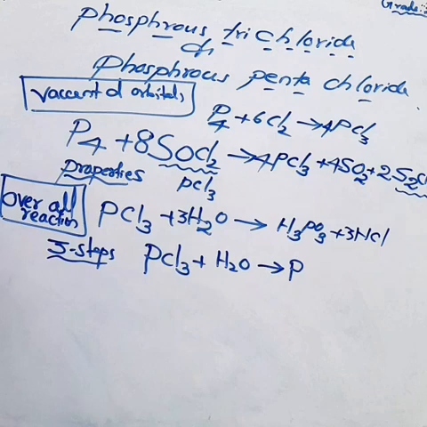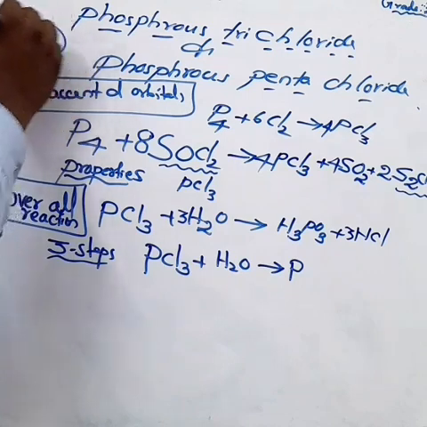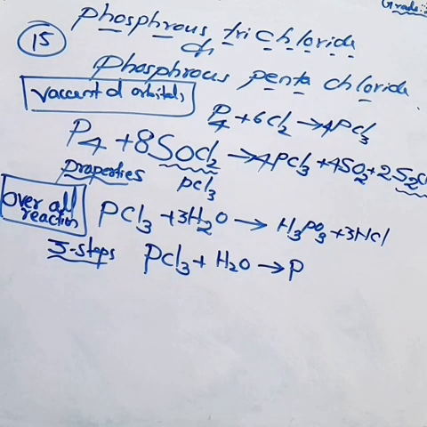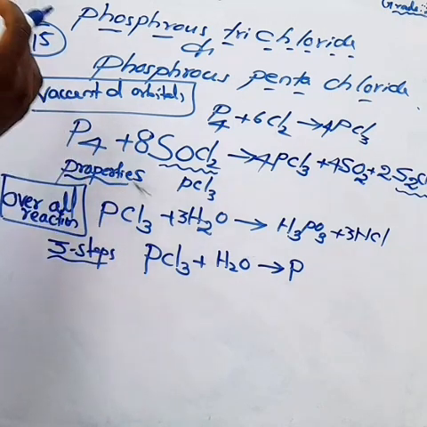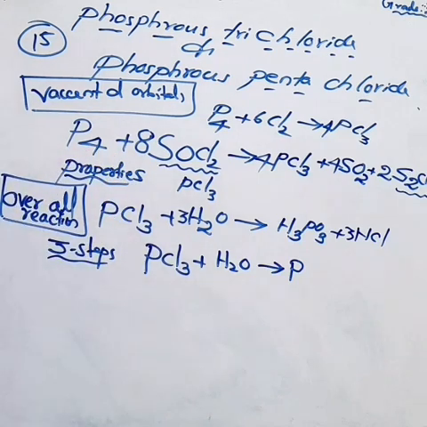All of you know about the vacant d orbitals. What is the atomic number of phosphorus? Atomic number of phosphorus is 15, am I right? So the electronic configuration: can you see it? 1s2, 2s2, 2p6, 3s2, 3p3. Okay, so you have to write the equation.